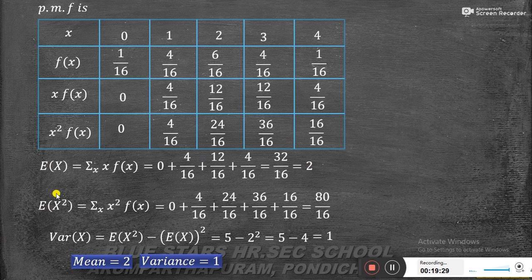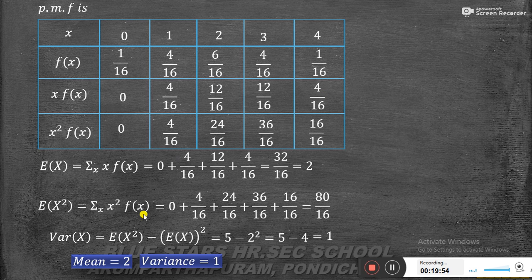Next, expectation of x square. Expectation of x square is summation x square f of x. The x square value is this: 0 square into f of x, so 0 into 1 by 16, 0. 1 square is 1, 1 into 4 by 16, 4 by 16. 2 square is 4, 4 into 6 by 16, 24 by 16. 3 square 9, 9 4s are 36, 36 by 16. 4 square is 16 by 16.